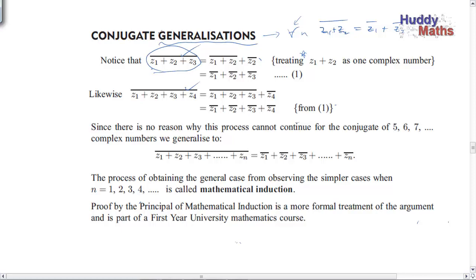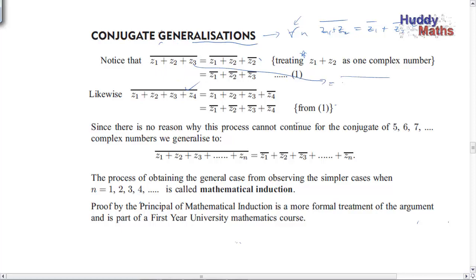So this is a 2. So this is case n equals 2. Let's take case n equals 3. The first thing we might do is consider this as a conjugate of a sum. Right? Let's have a look now. I've left this step out. I'd like you to do this next.